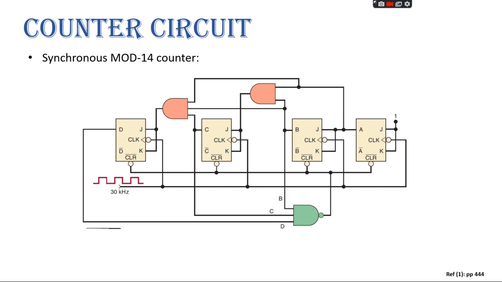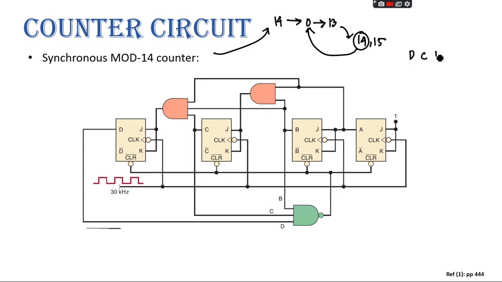So now if you see the synchronous mod-14 counter, mod 14 means how many states should be there? 14. So it means from 0 to 13. Yes, sir. So which states are missing? 14 and 15. So we have to make an arrangement such that whenever you get 14, it will go back to 0, right?